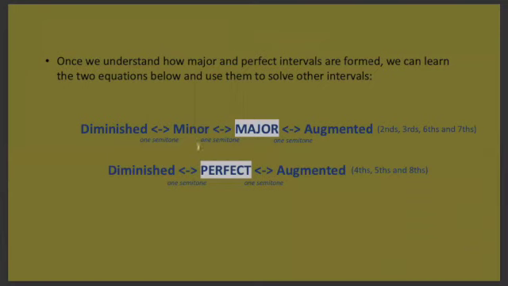The second equation. Now, if we start off with a perfect interval, and we raise the top note of the perfect interval by 1 semitone, we get an augmented interval, and if we lower it by 1 semitone, we get a diminished interval. Just to highlight the fact that the major equation, the top one, only applies to seconds, thirds, sixths, and sevenths, and then the perfect equation only applies to fourths, fifths, and eighths, or octaves.